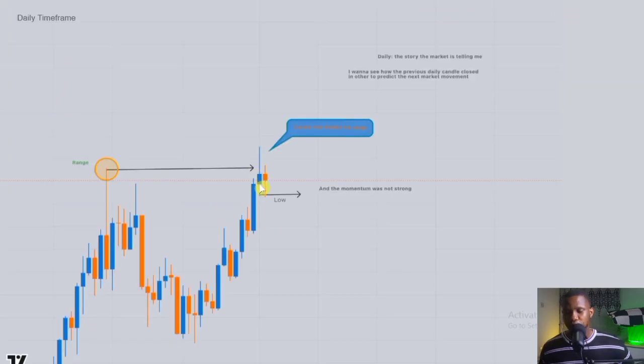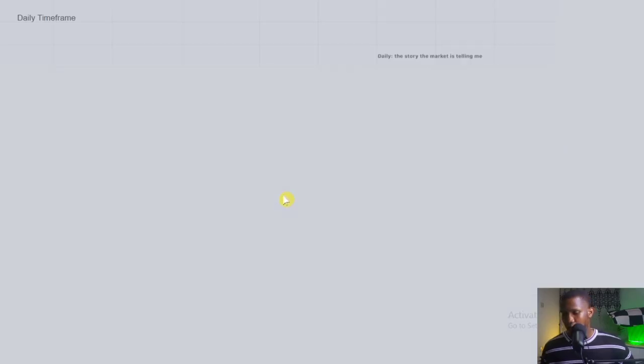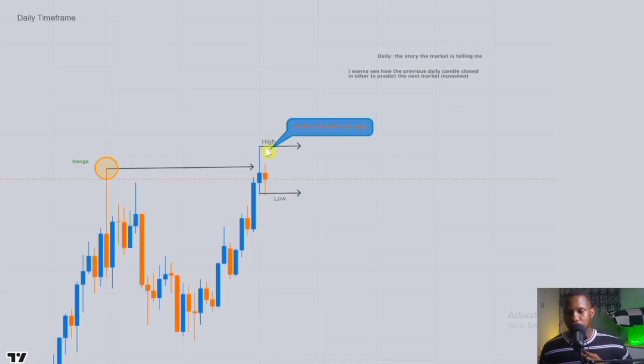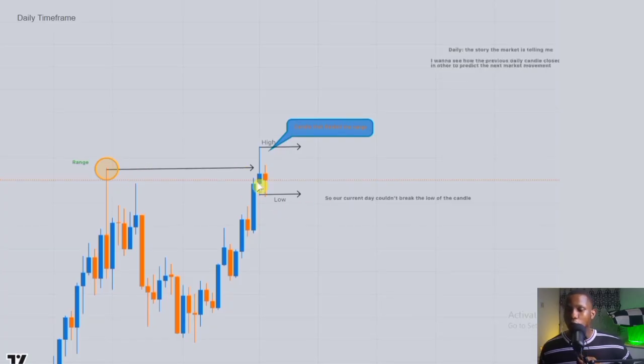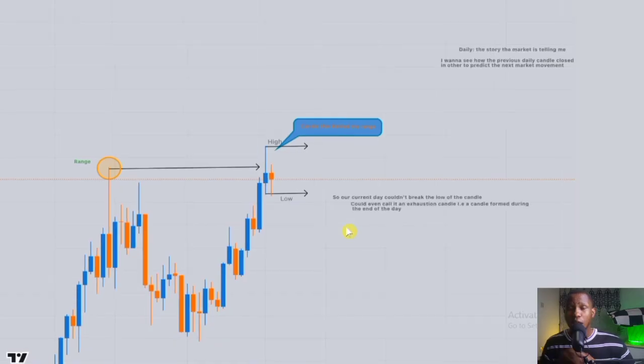Now this previous daily candle created this range here. I want to point out the low of the range and the high of this candle that created this range. Now our current day couldn't break below this low of this candle's range. We could even call it an exhaustion candle. What I mean by an exhaustion candle is a candle formed at the end of a session.